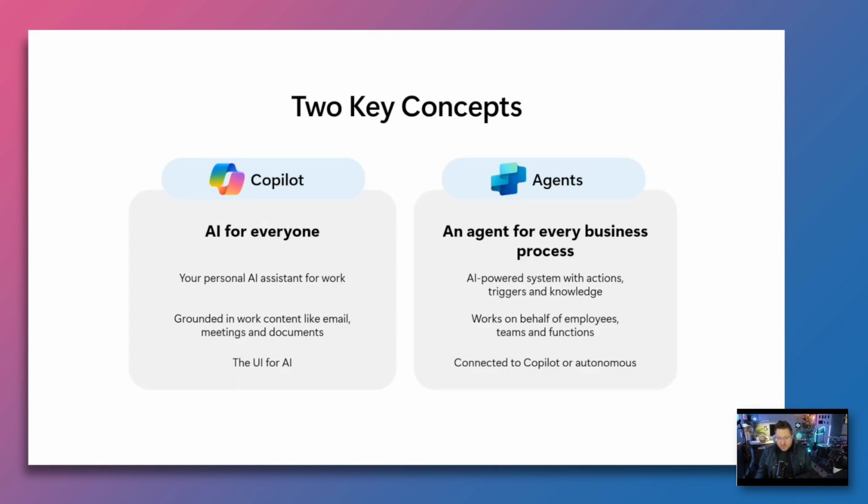There are two key concepts. Like I said before, Copilot is kind of a generalist. It's your AI assistant at work. When we need to use AI, we go to Copilot and we can interact with it, ask questions, both from the website as well as from some of the work side. Copilot is that assistant. It's grounded in work, so it has that information to help you be productive and find information around your organization, and it's that UI for AI. Agents, on the other hand, work within Copilot, but they're really there to target specific business processes and workflows.